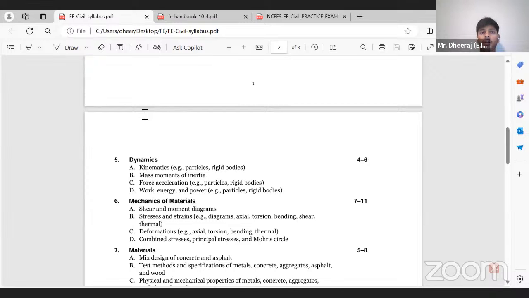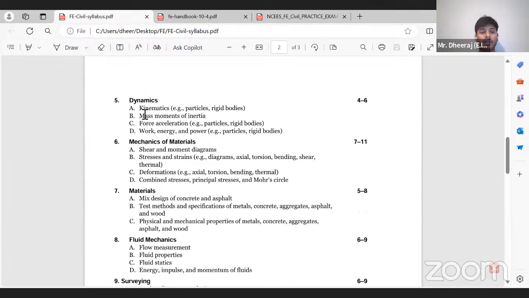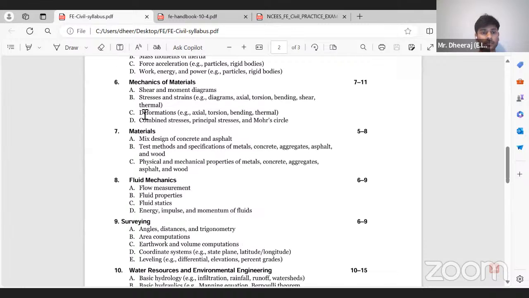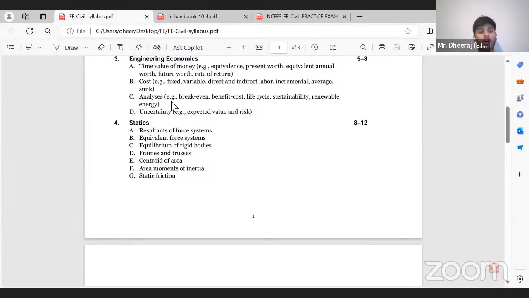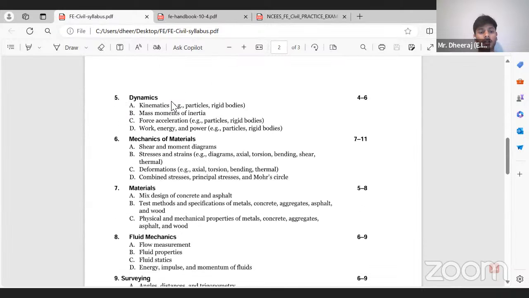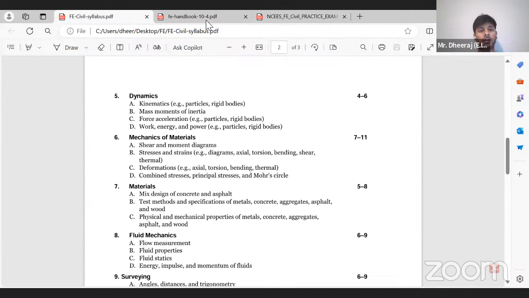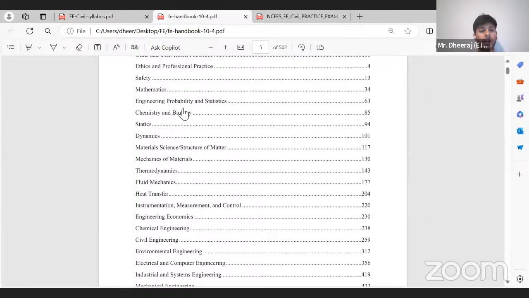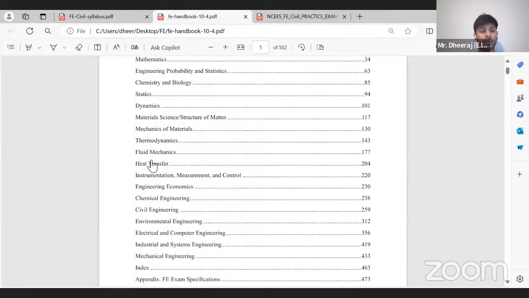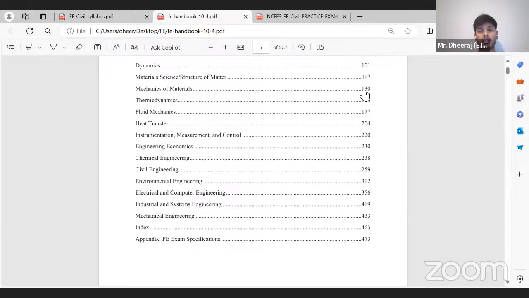So do not really go in depth. It won't be like a GATE exam or something back in India. It will be very basic here. Mechanics of materials: whatever formula or technique I told you for statics and dynamics, the same things apply to mechanics of materials. Again, go to the handbook. You see here the mechanics of materials, which starts on page number 130. Go to the handbook, find the formula, put in the values, get the answer.